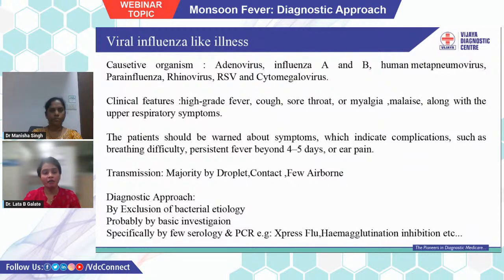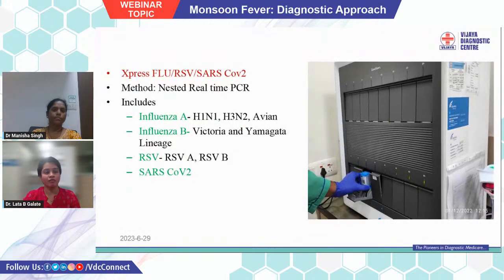But now we have a few specific viral infection diagnoses through PCR and the hemagglutination method, even by serology, by finding out the antibody to those specific viruses. So we now have PCR, for example Xpert Xpress Flu, which is done by nested real-time PCR on the GeneXpert instrument, wherein we are able to diagnose and differentiate influenza A, B, RSV, and SARS-CoV-2 also.